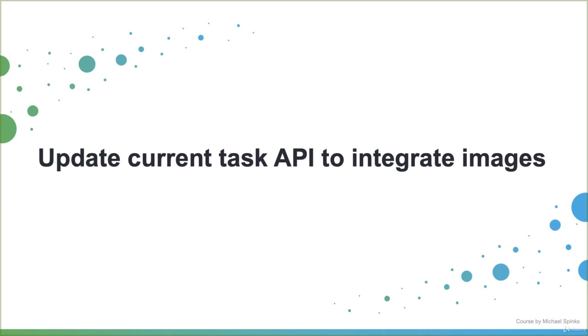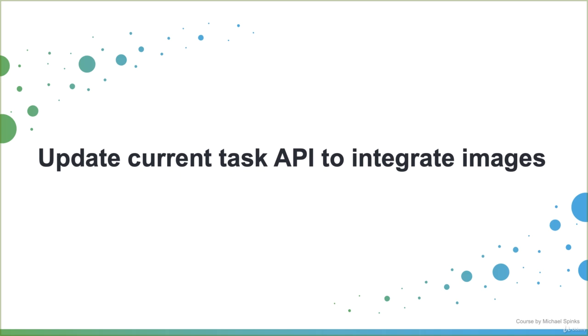In this video, we will be amending our current tasks API to allow for integration of the task images. We'll be changing a few things here. First, we'll update the task model to hold an array of possible images. The array will be empty if there's no images for the said task, so it's easy for the client to see if there are images for the task or not.